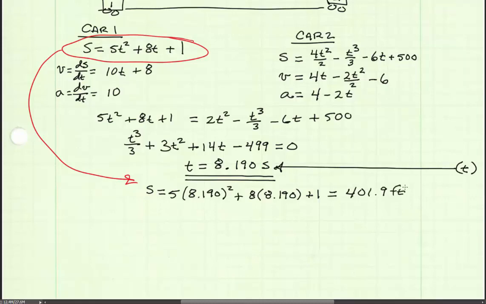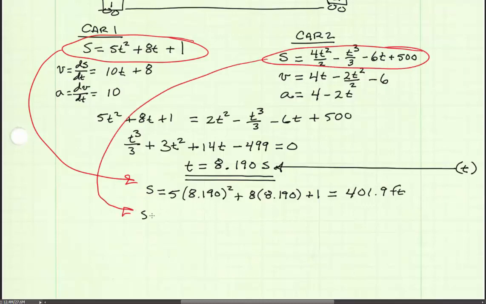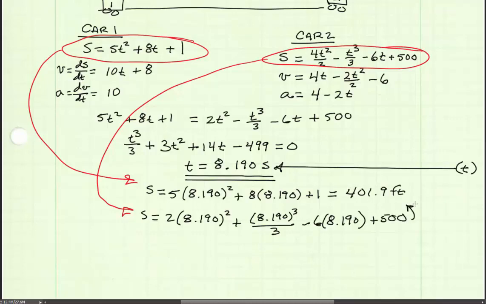I can check that by taking the equation for car 2 and bringing that down here and putting in the time. S is equal to 2 times 8.190 squared plus 8.190 cubed over 3 minus 6 times 8.190 plus 500. And if I solve that, I'll get the same answer. So this is my answer for the point where the two cars meet.